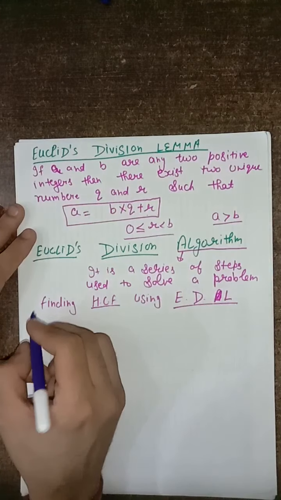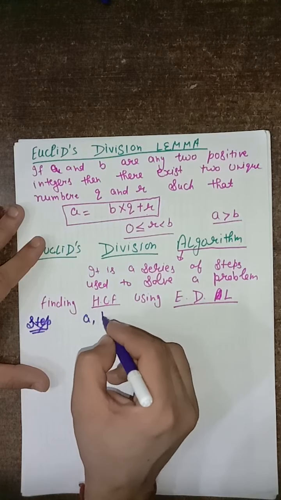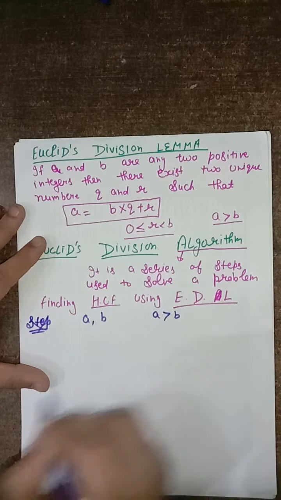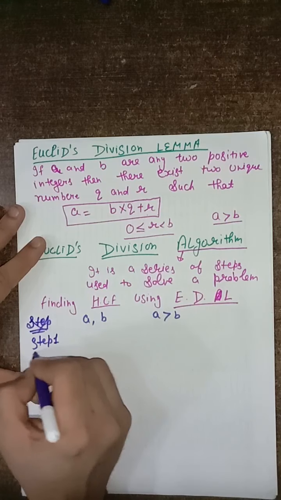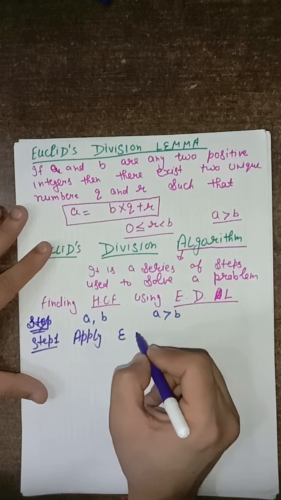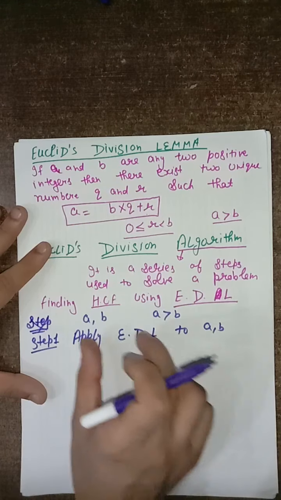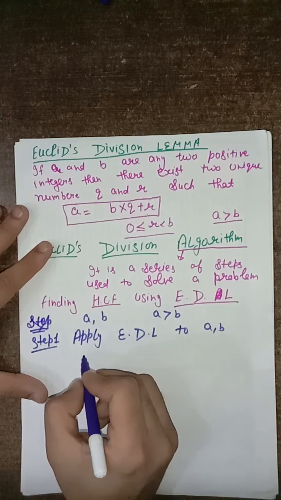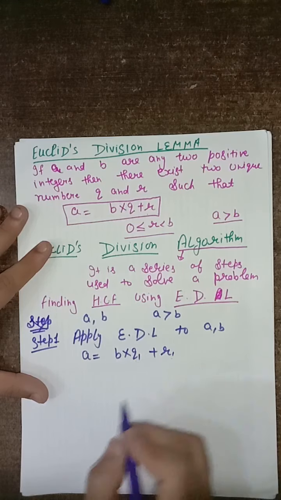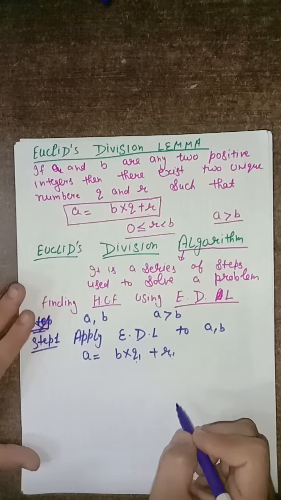Now in an algorithm we write the steps. So our first step is, if we want to find the HCF of A and B, where A is greater than B, then our first step will be to apply Euclid's division lemma to A and B. Then it will be A equals B into Q1 plus R1, where Q1 is the quotient and R1 is the remainder.